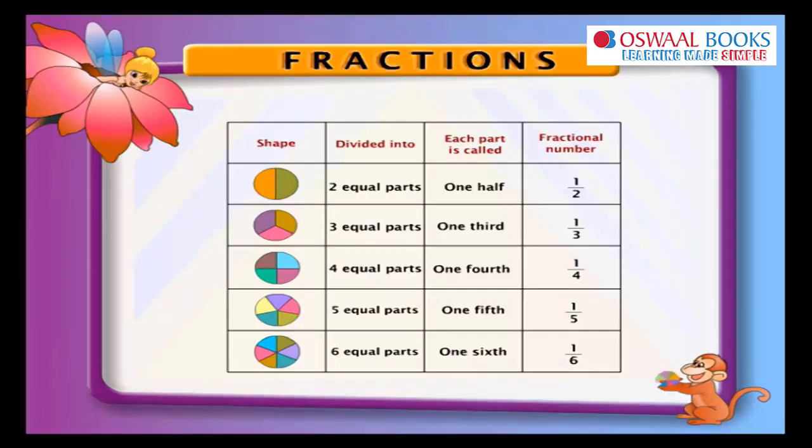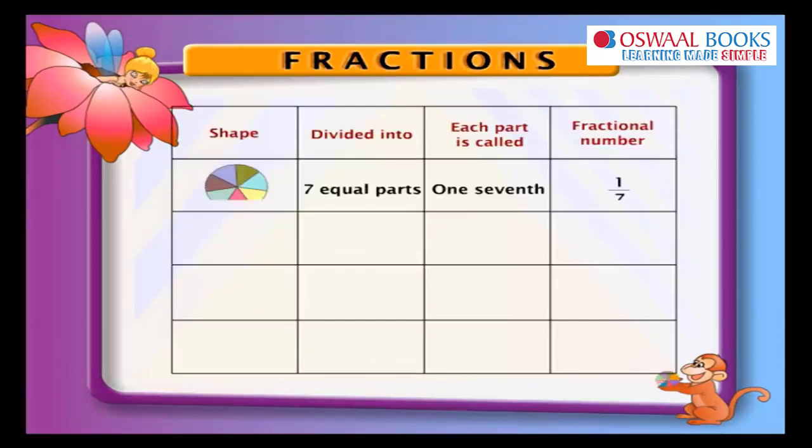It is written as 1/6 or 1 by 6. This circle is divided into 7 equal parts. It is written as 1/7 or 1 by 7. This circle is divided into 8 equal parts. It is written as 1/8 or 1 by 8.